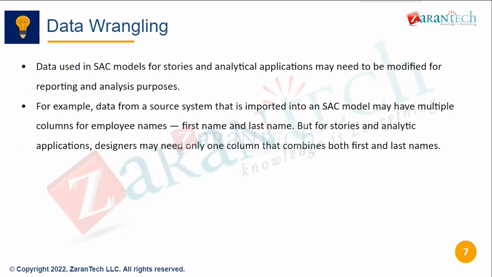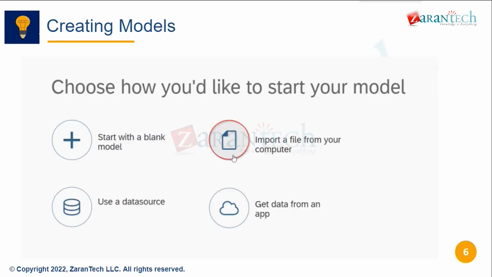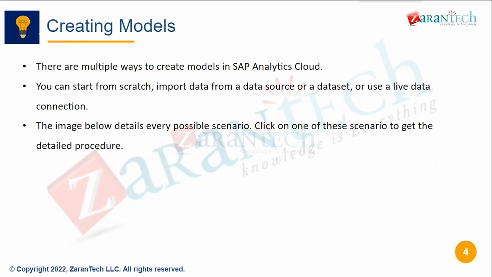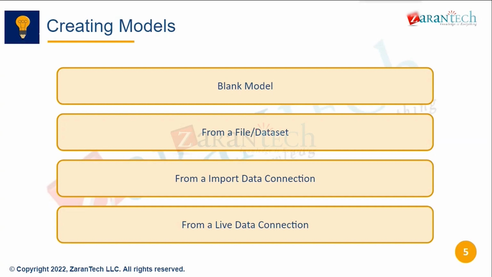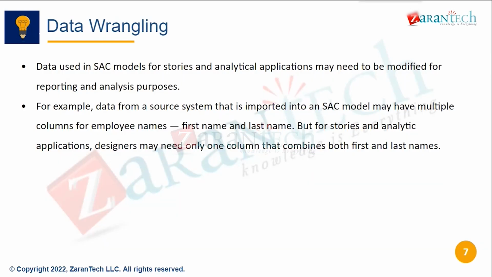Okay. Does it make sense? Any questions on these slides? So there are four ways of creating a model: blank model, from a file or a data set, from import data connection, or live data connection. And after you start creating the model, you can do the wrangling of the data.